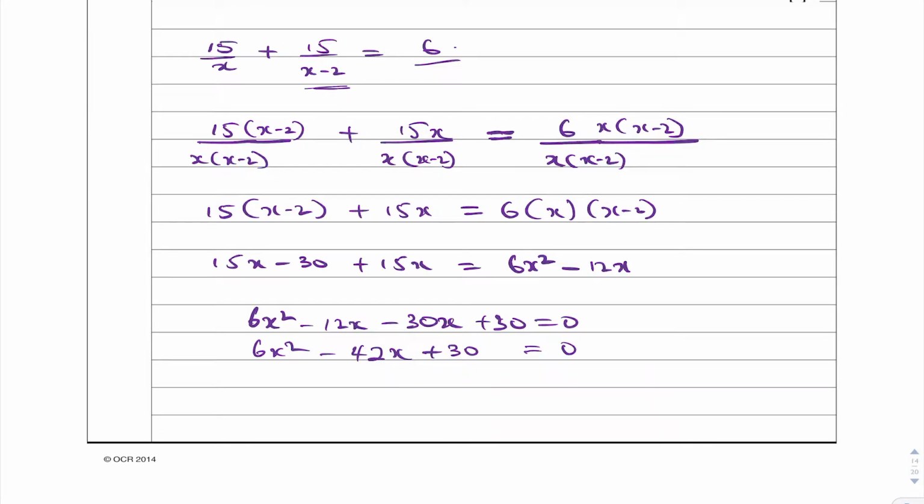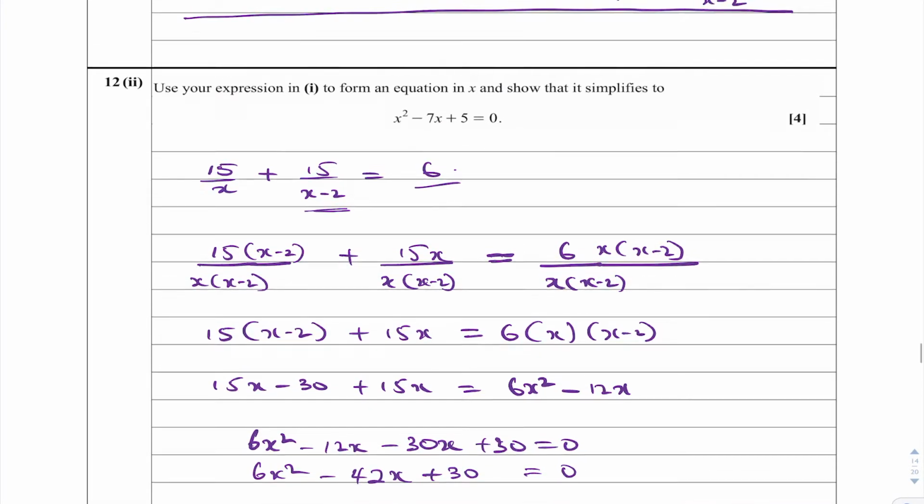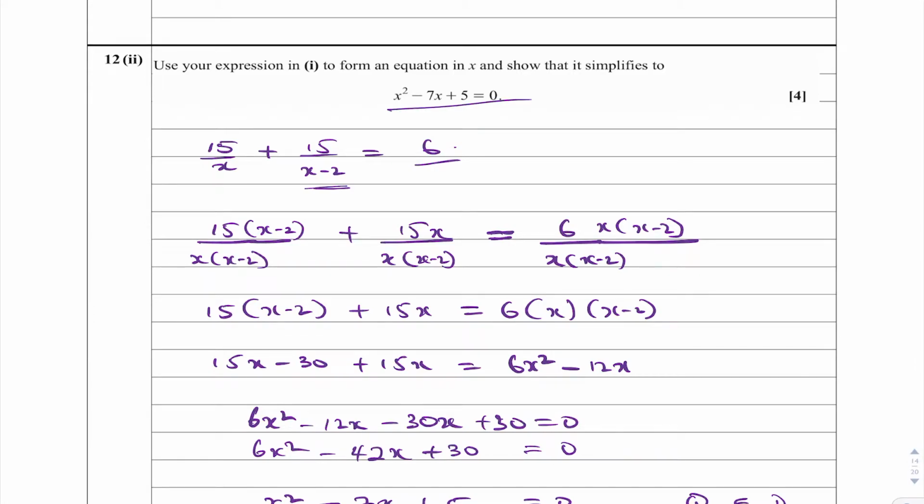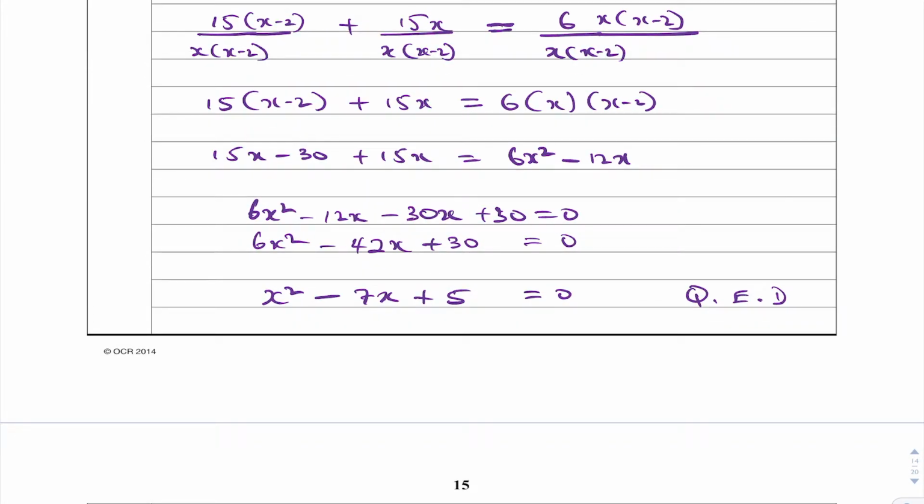Now what's common here? 6 is common, so I get x squared minus 7x plus 5 equal to 0. QED. So that's the proof of that one.